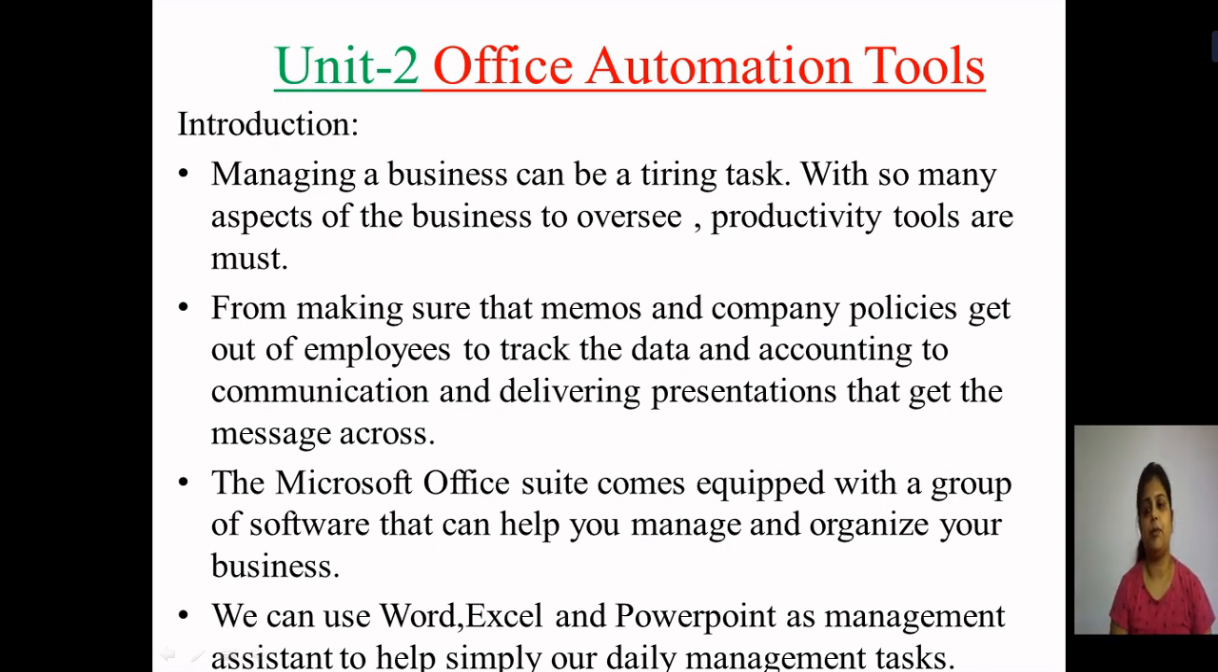Before starting MS Word, we will first see a short introduction to what office automation tools are. Sometimes managing a business is a very boring or tiring task. Why? Because in a business you have to overlook different objects, you have to keep an overview of different objects.